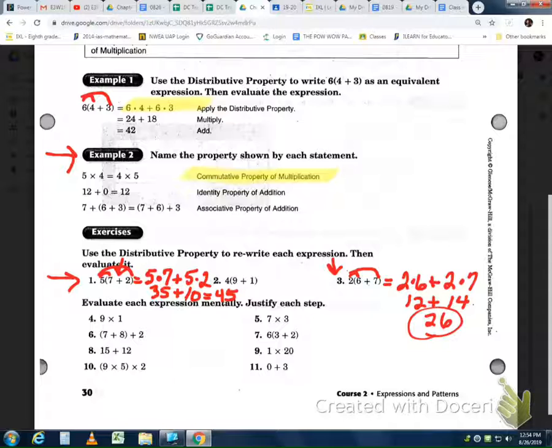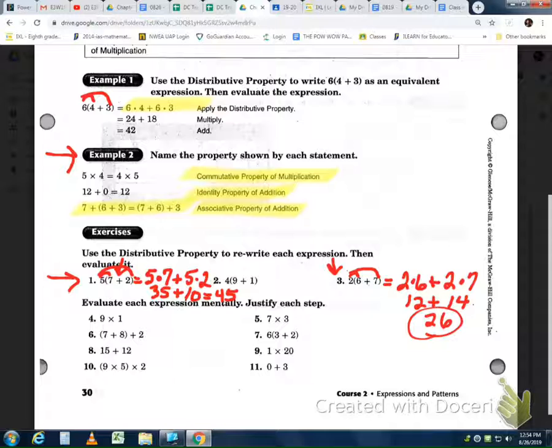12 plus 0 equals 12. That is identity property of addition. So it's the additive identity. And then finally, 7 plus the quantity of 6 plus 3 equals the quantity of 7 plus 6, plus 3. It's the same 3 numbers. You see that? 7, 6, 3; 7, 6, 3. They just shift around the parentheses. That's reassociating what you're going to add first. And that's called the associative property of addition.